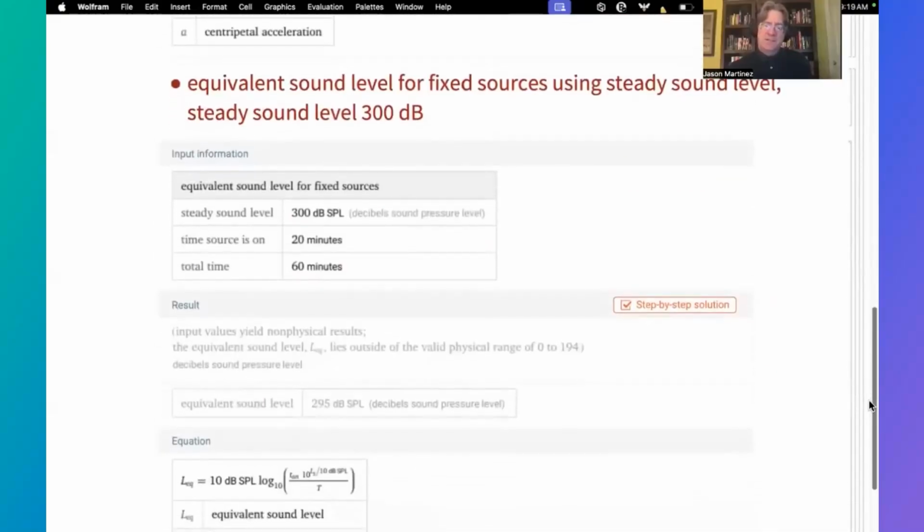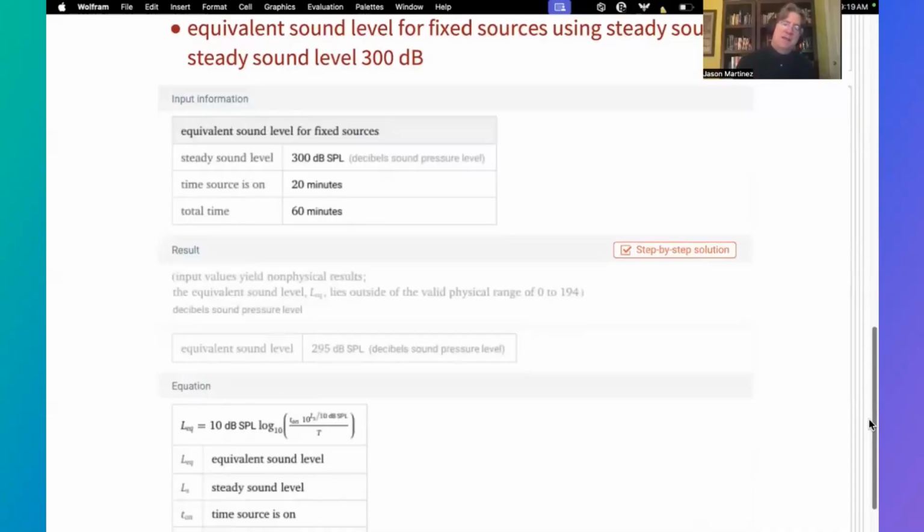And here we have a different example where we're looking at sound levels, and one of the inputs is 300 decibels, which is far beyond what the Earth's atmosphere can conduct. So for the purposes of this formula, that's outside the physical range. And so we let you know that.